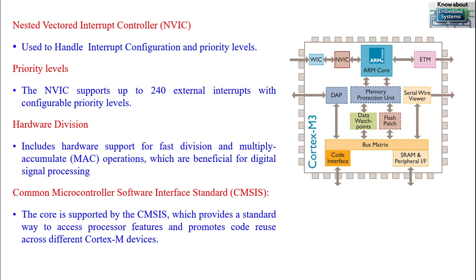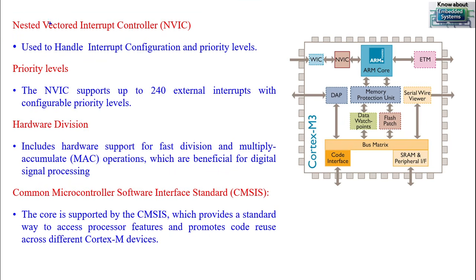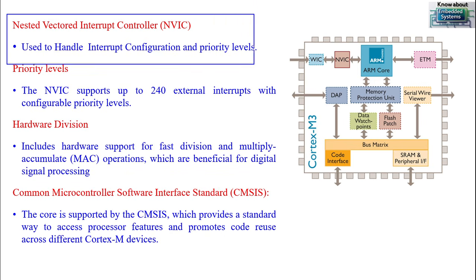The ARM Cortex M3 processor uses something called NVIC. So what is this NVIC? In regular ARM processors, they use a VIC, that stands for Vector Interrupt Controller. But here, the ARM Cortex M3 processor uses NVIC.